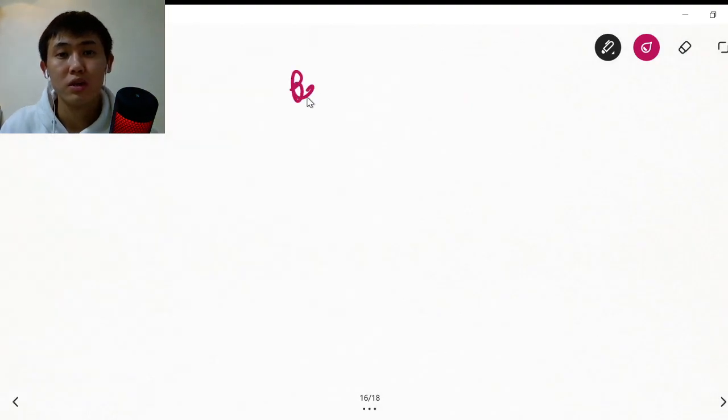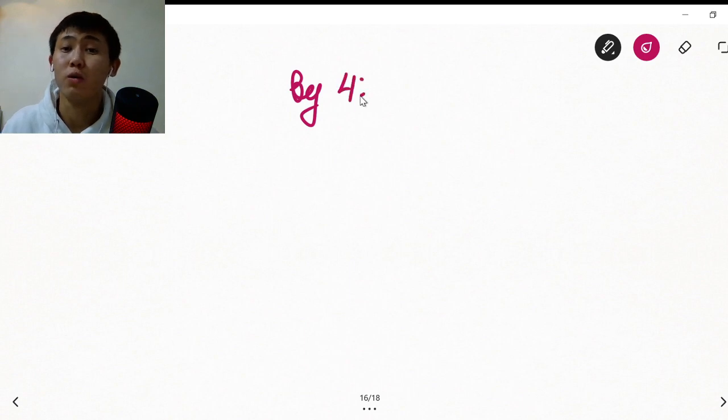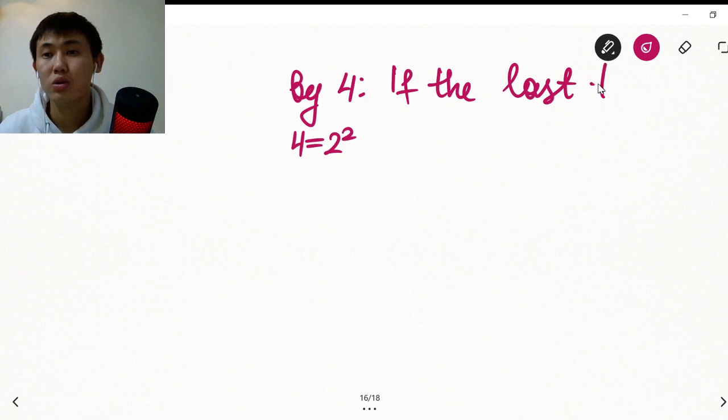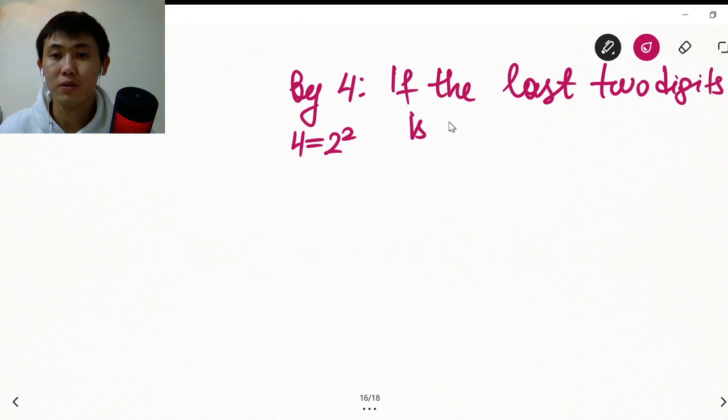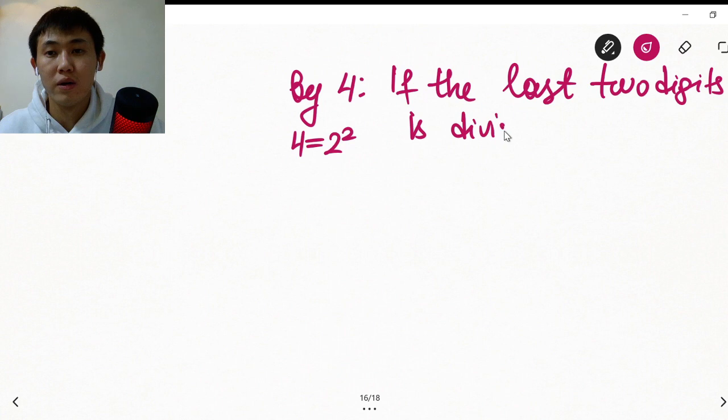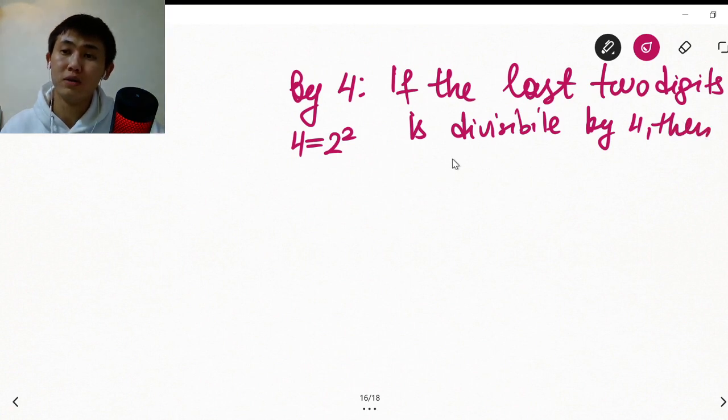So let's talk about the divisibility by 4. Okay, so 4 is 2 squared. So that's why if the last two digits are divisible by 4, then the number is divisible by 4.